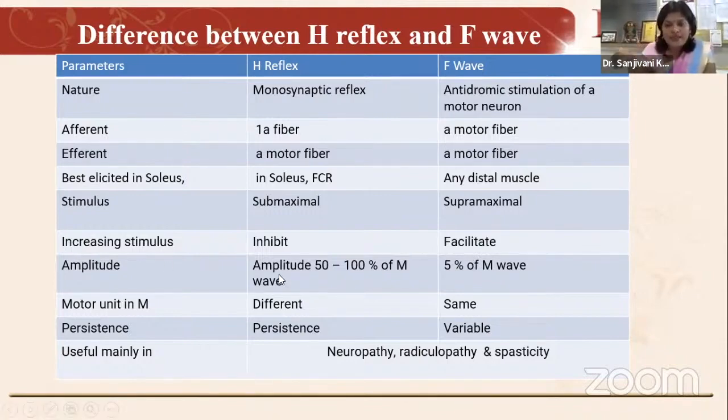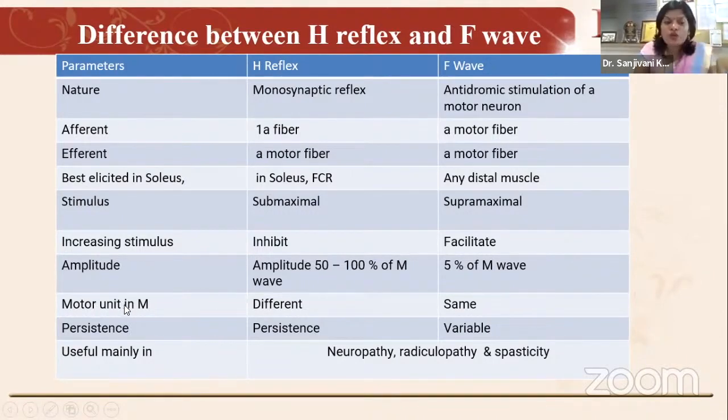Okay, then the amplitude. In both H and F wave, we initially get the M wave. So the amplitude of the H reflex will be 50 to 100% of the M wave, whatever M wave we get. And in the F wave, it will be 5% of that M wave.